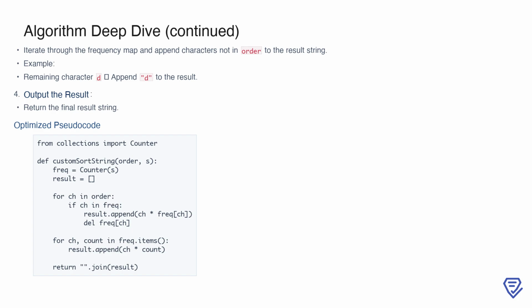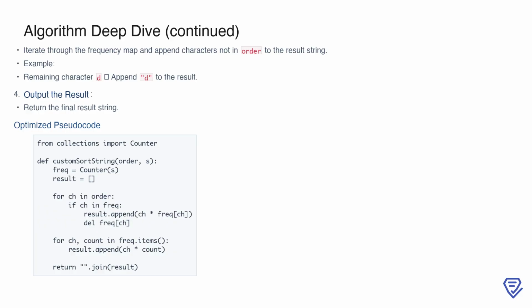These are the ones that were not included in order. We iterate through the frequency map and append them to the result string. For instance, if the remaining character is D with a frequency of 1, we append it to the result. The optimized pseudocode reflects these steps. We begin by calculating the frequency of each character, then construct the result string in two stages, first by traversing order, and then by appending the remaining characters.